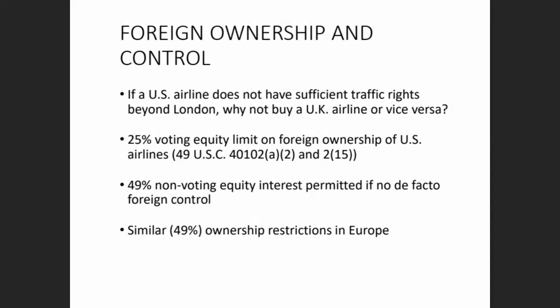Foreign ownership and control. If the US does not have sufficient traffic rights beyond London, why not buy a US or UK airline, or vice versa? A 25% voting equity limit restricts foreign ownership of US airlines, and a 49% non-voting equity interest is permitted if there is no de facto foreign control. Similarly, there are 49% ownership restrictions in Europe. All it means is that most nations restrict ownership of their domestic carriers to protect their domestic market.